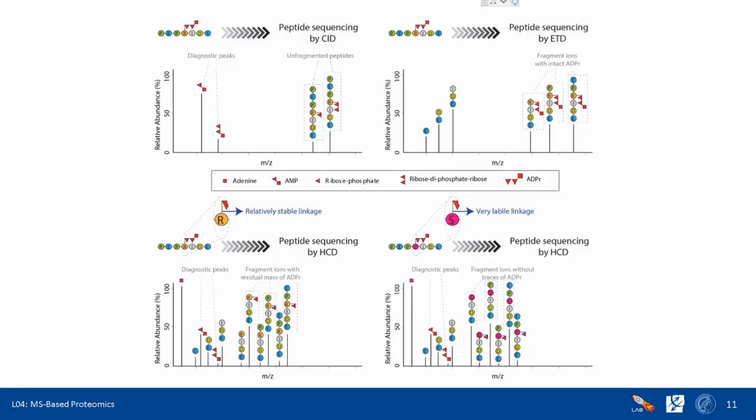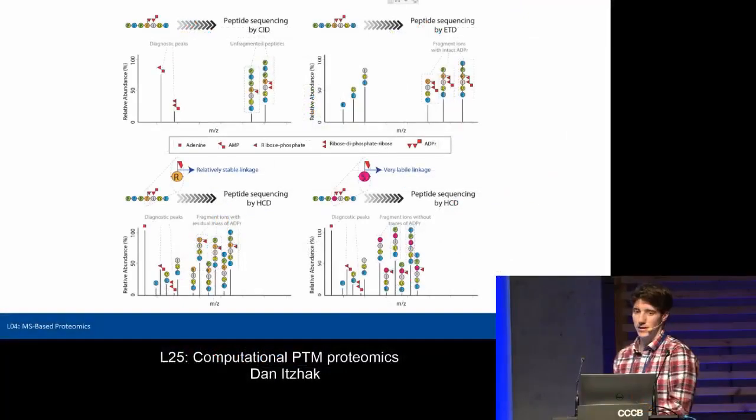So just to summarize then, with CID we get typically fragmentation of the labile PTM. With ETD we get very nice peaks along the peptide length, as long as we have a high enough charge density. Otherwise, we're going to need to use something else. And with HCD, depending on the stability of the PTM, we can get either a dominance of fragments which still contain the PTM or not.